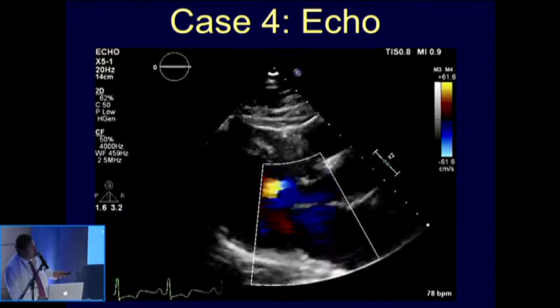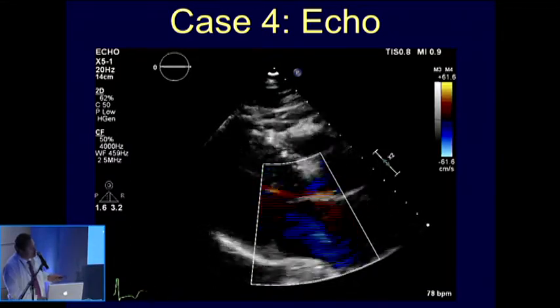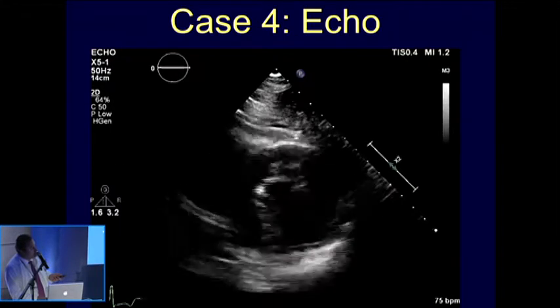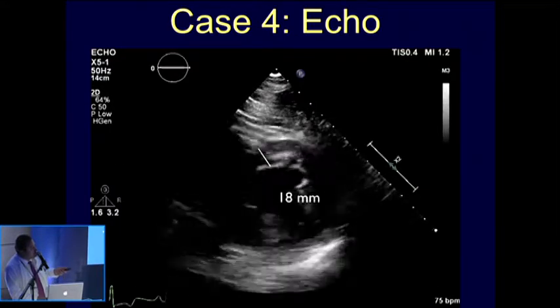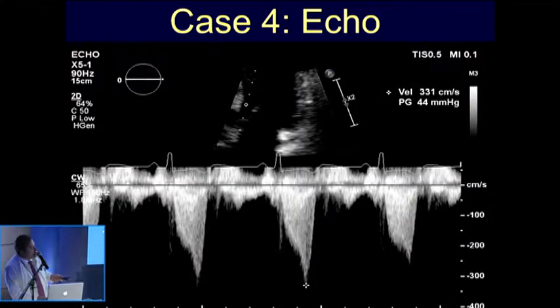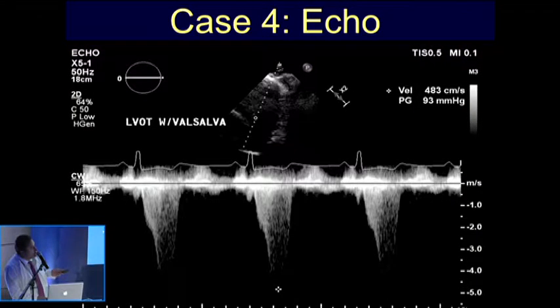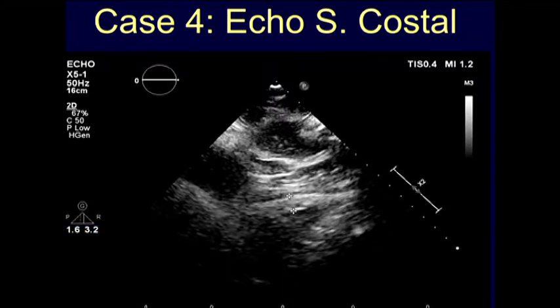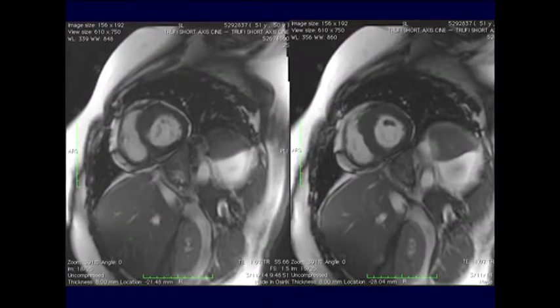There is a murmur. And there is aliasing in the outflow tract of the left ventricle with mitral insufficiency, which is typical of these patients. Here we measured 18, and the intraventricular gradient was 44 millimeters, which increased to 93 with Valsalva. The right ventricle was also compromised with a thickness of 10 millimeters. We don't see the measurement here.